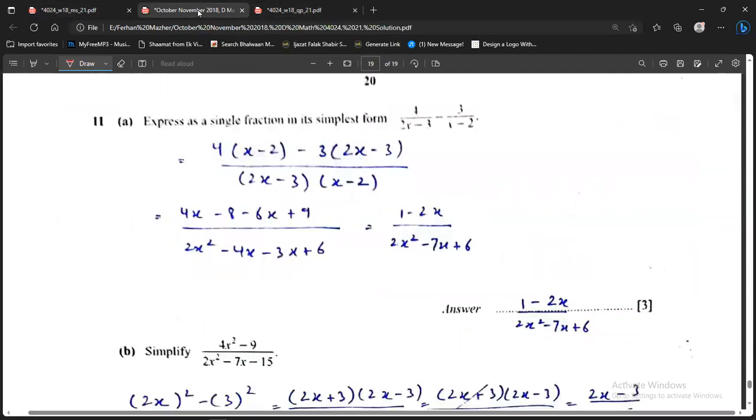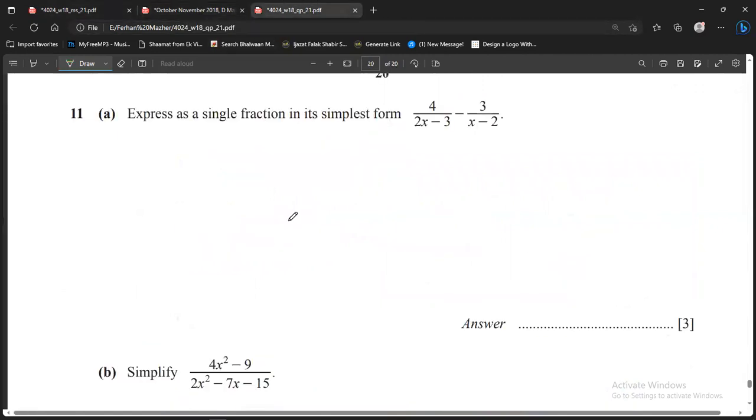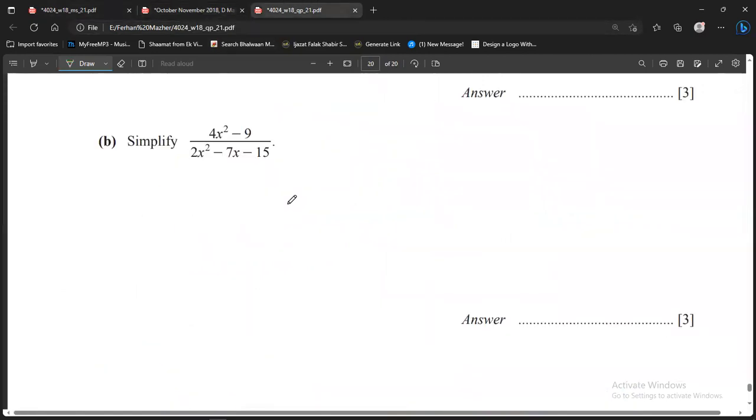And is our answer right? Yes, sir, the answer is right. This is question number 11, A part. Question number 11 is B part. Here we have to simplify. In the numerator, the algebraic expression, we have two perfect squares, and between them we have a negative sign. And downstairs I can do the midterm breaking.